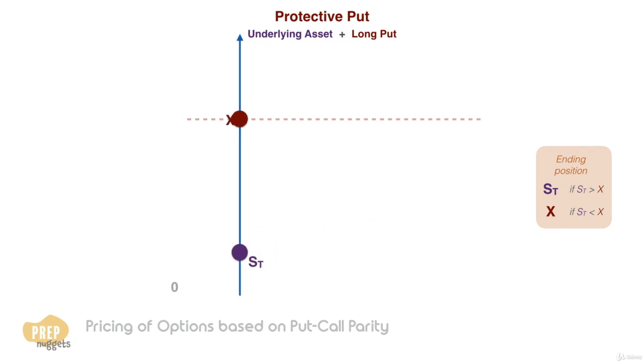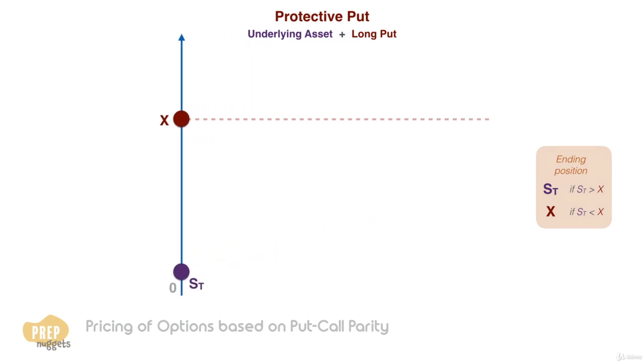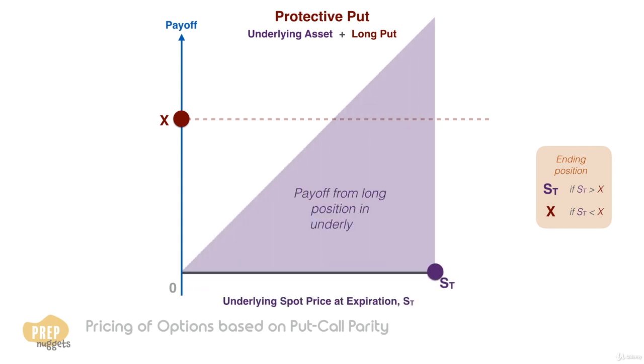Let's examine the relationship between ST, the expiration price of the underlying, and the payoff of each of these options. The payoff of a long position in the underlying asset is, quite obviously, the underlying spot price itself. We can therefore draw a continuous line with a slope of 1. The payoff of a long position in a put option is slightly more complicated. Recall that the minimum payoff is 0, which is when the underlying expires at the strike price or higher. The payoff increases as ST goes lower until a maximum payoff of X when the underlying expires at 0.